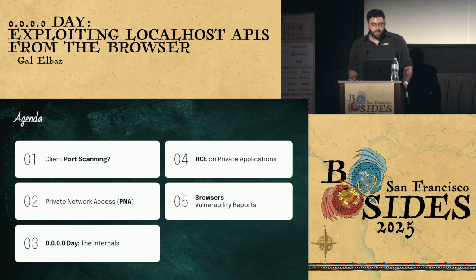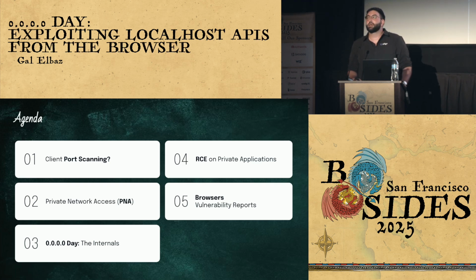So this is a super interesting story that is actually a rolling story from within the last year, and we're gonna go quickly over the agenda just for us to understand what we're gonna see today. First of all, we're gonna talk about the concept of client port scanning, and how it actually led to the PNA, the private network access. From now on, I'll use that as the PNA. And we'll get into the internals of the 0000 day and how this magic actually applies and how the past tryouts in history were not cutting it.